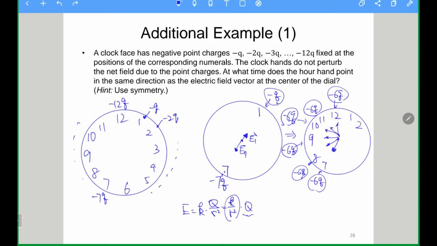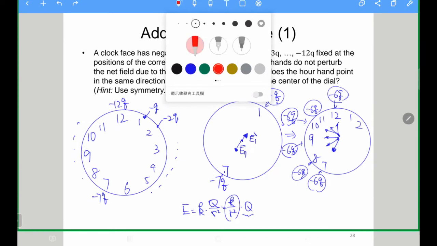And of course, the magnitude of them will be actually the same because R are different and all of the Q are the same. All of them are negative 6Q. So all of the magnitudes here have the same magnitude. And simply, we can determine the direction of the total E field.